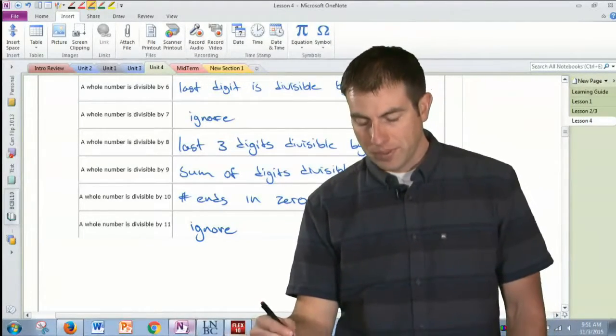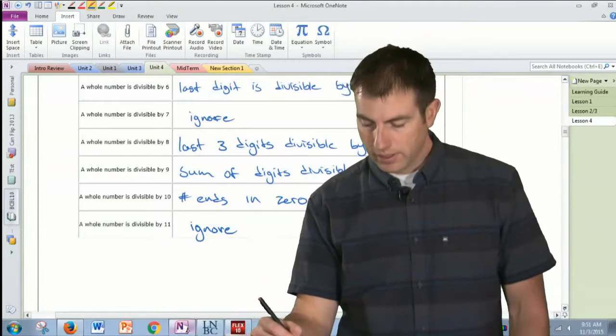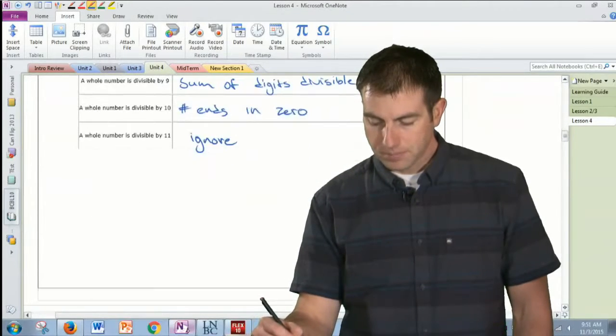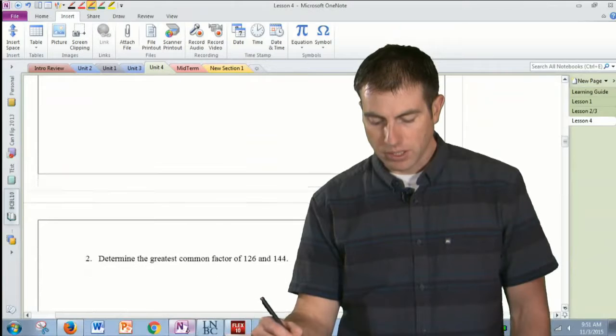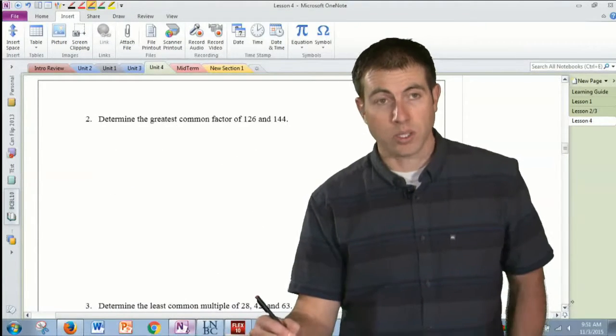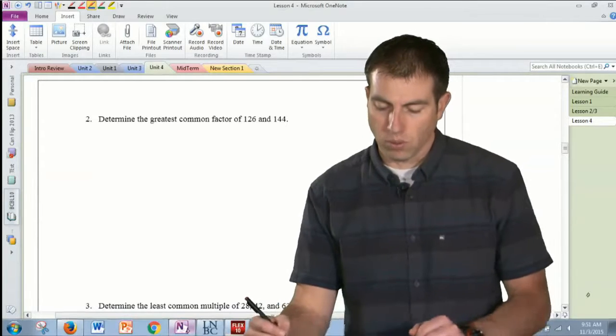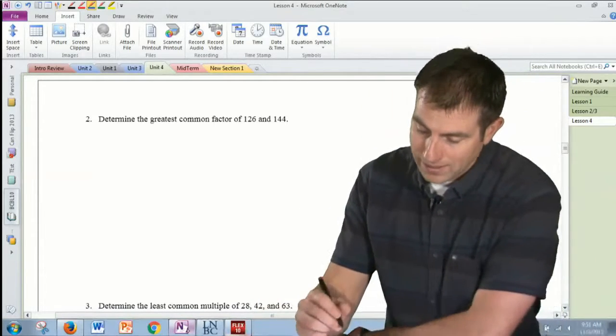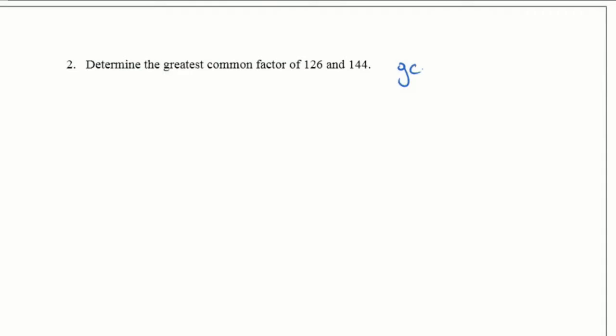All right, so the next couple of questions are using some of the definitions we used up above. The first one here: determine the greatest common factor of 126 and 144. You might see this written as GCF of 126 and 144.